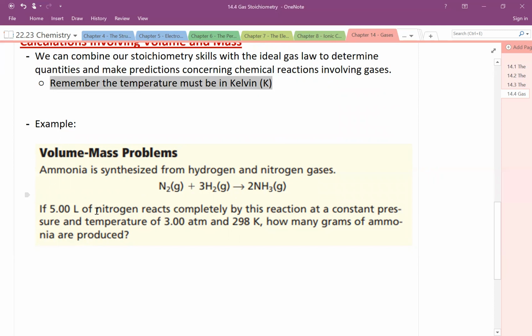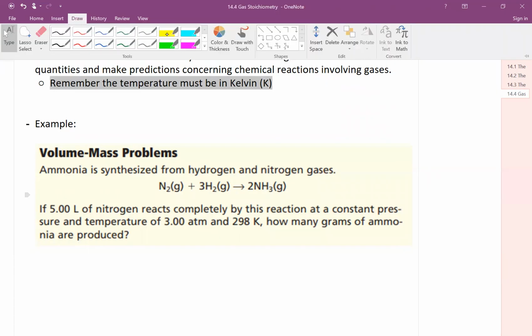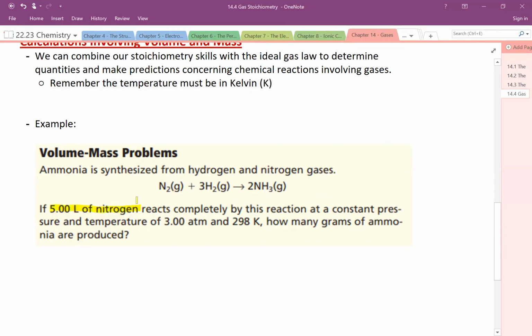Anyway, so the question tells us we've got 5.00 liters of nitrogen gas. I'm going to highlight that, right? That seems important. 5 liters of nitrogen is going to react completely by this reaction at a constant pressure and temperature of 3 atmospheres and 298 Kelvin. How many grams of ammonia are produced?